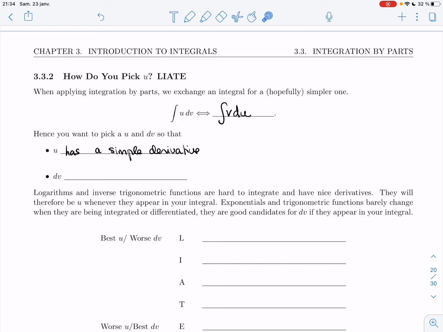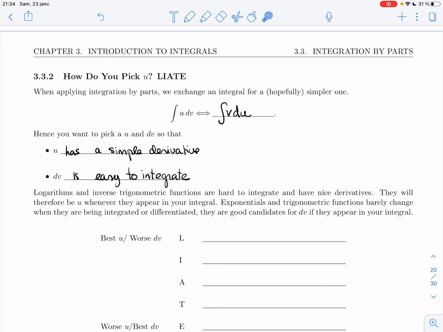And then the second thing you'll have to do is integrate to go from dv to v. So you need dv to be integrable. If you don't know how to integrate dv, then you can stop right then. That's not right. So dv is easy to integrate. If it has a simple integral, that's even better, but if you don't know how to integrate it, you're wasting your time.